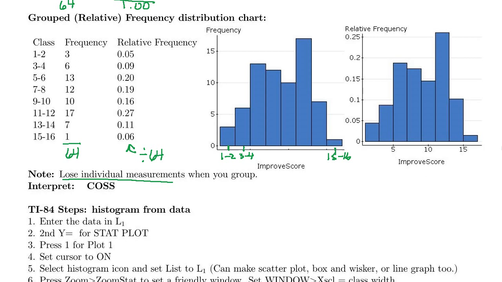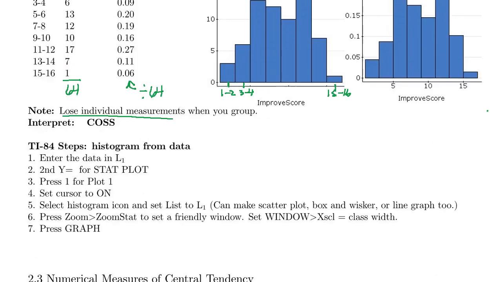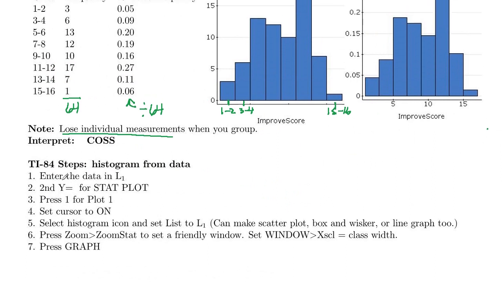Now you can also graph these histograms, a little bit of work, but you can also graph these on the TI-84. The TI-84 steps for histogram are the following. You will enter your data into list 1. So it'll be one list for all of the data. You go to second y equals to get your stat plot. You press 1 to access stat plot 1, set the cursor to on, select your histogram icon, make sure list is set to L1, and then zoom stat is going to give you a nice window, and then press graph and it'll show your data.